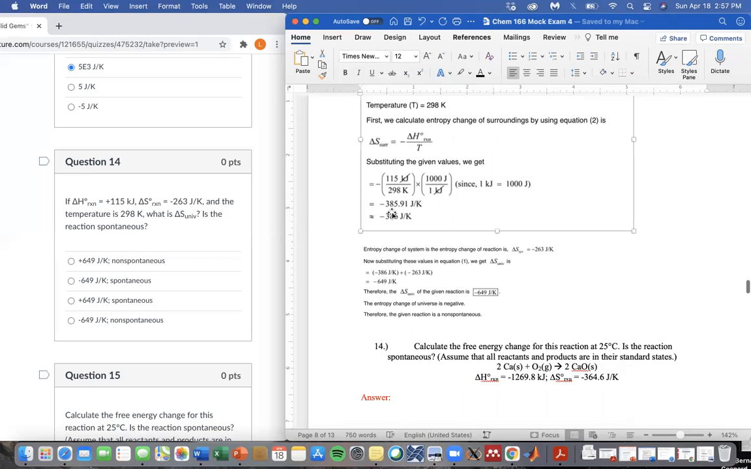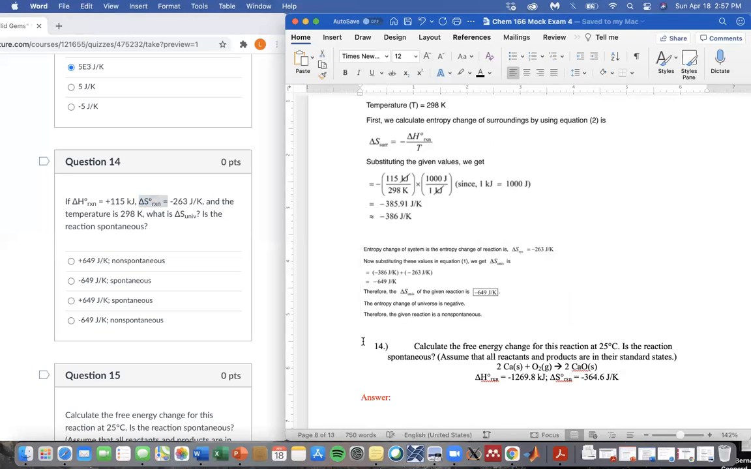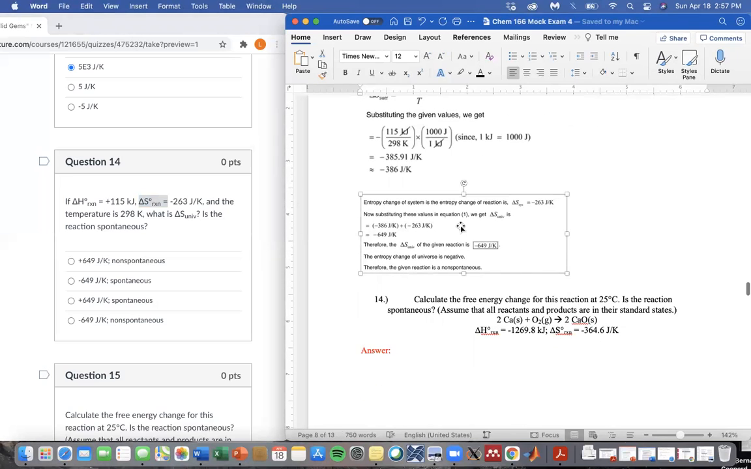You get negative 386 joules per Kelvin. And then because you have the delta S of the system as negative 263, which is given to you in the expression here, the delta S of the universe is just the value of the delta S of surroundings plus the delta S of the system. When you add these two values together, you get a very negative value for delta S of universe: negative 649 joules per Kelvin.